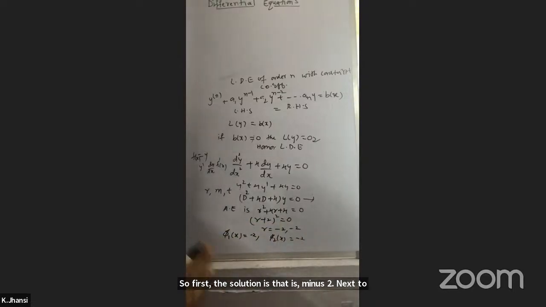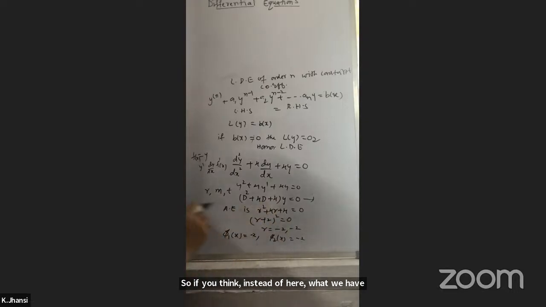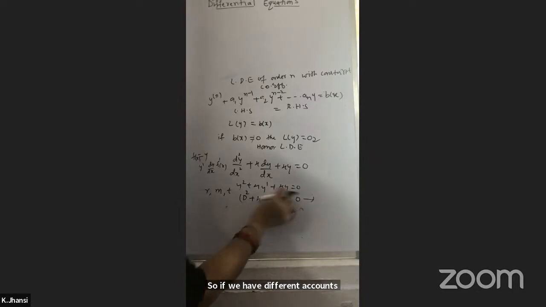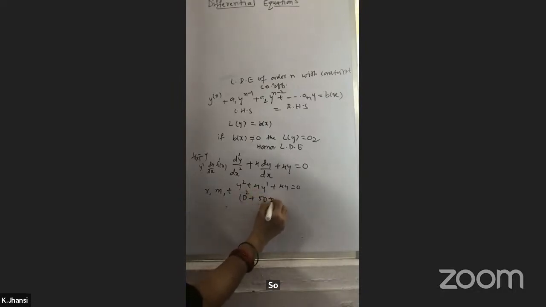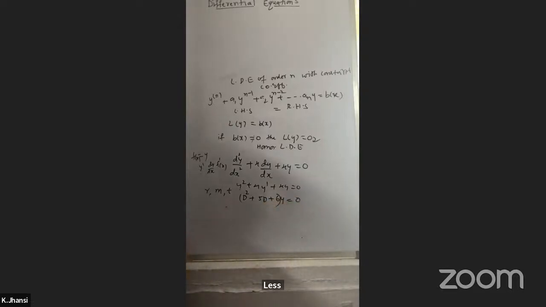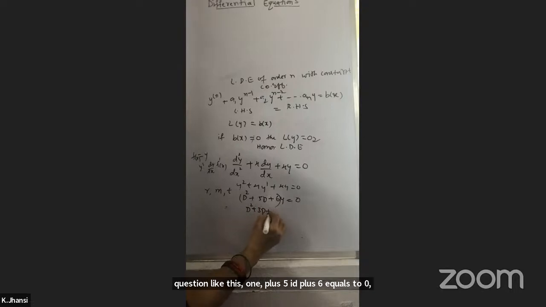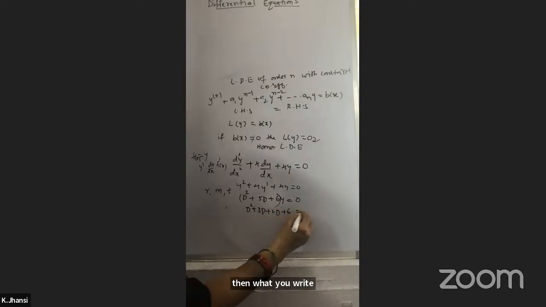Okay. So if we have different terms, here also conditions will be there. D square plus 5D plus 6 is there, 6y equals 0. If you have a question like this, D square plus 5D plus 6 equals 0, then what will you write? D square plus 3D plus 2D plus 6 equals 0.